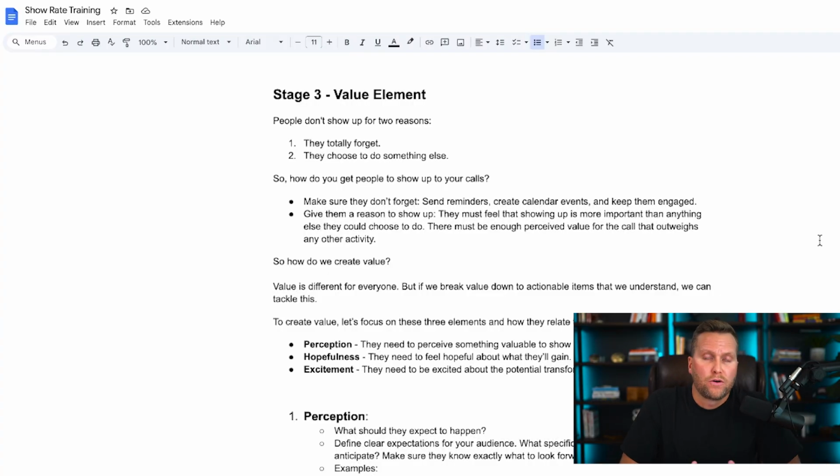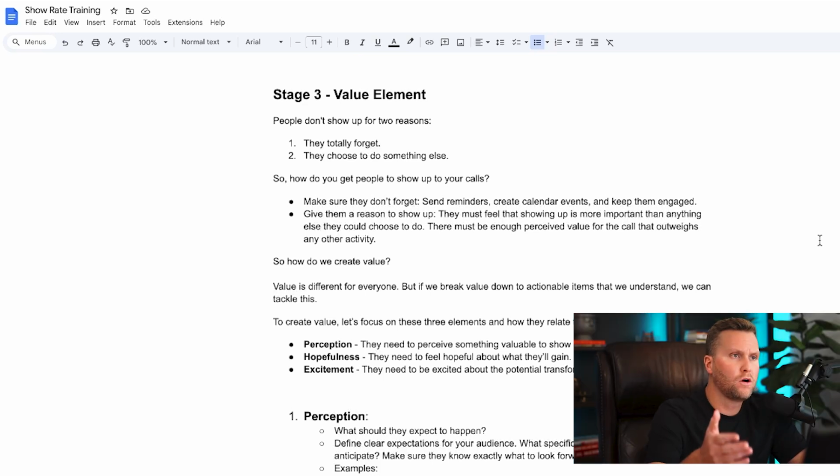Now, when we are thinking about the value element, we need to first back up and think about why people don't show up to calls to begin with. There's 2 reasons. Number 1 is they totally forget, or number 2 is they choose to do something else, right? So they did not forget. They knew the call was happening, but there's something else that was way more important to them than actually showing up to your call.